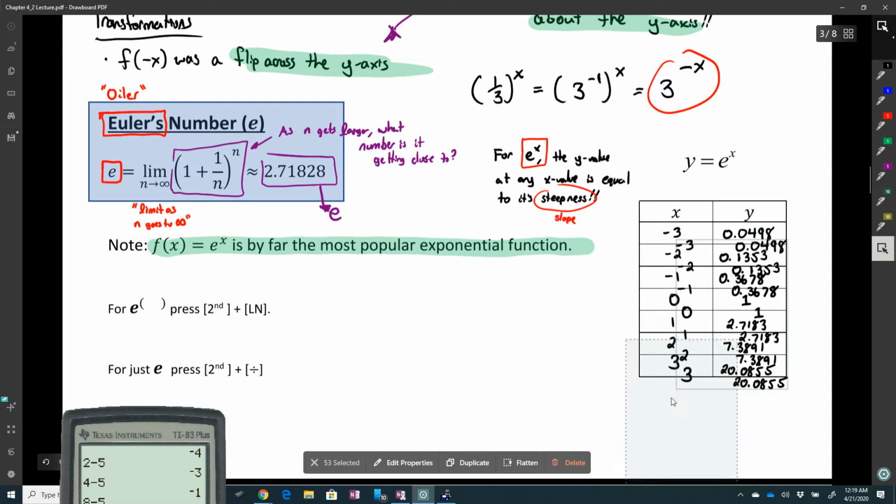Duplicate. I'm just being lazy, guys. I don't want to write all that stuff over again.